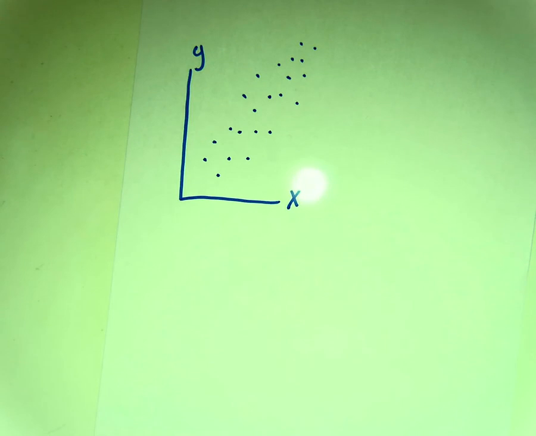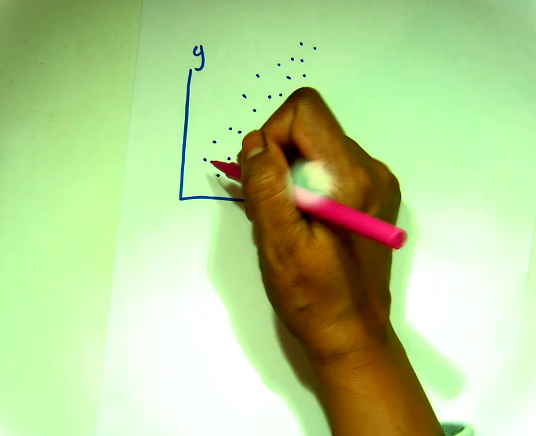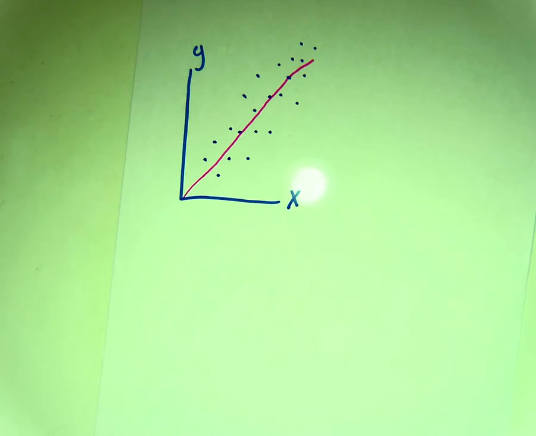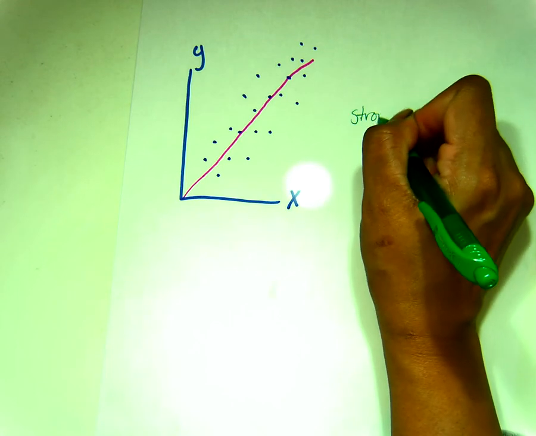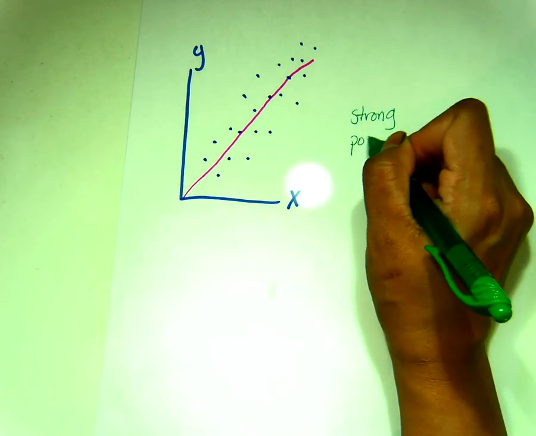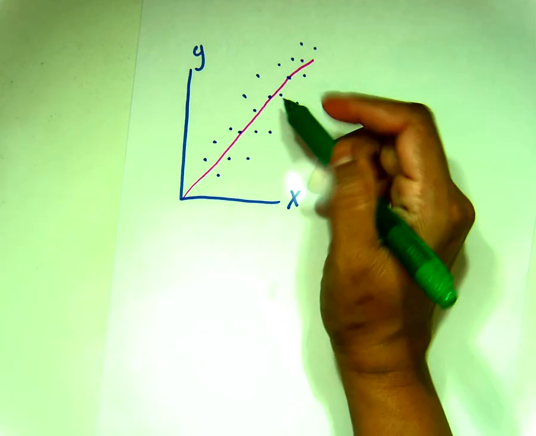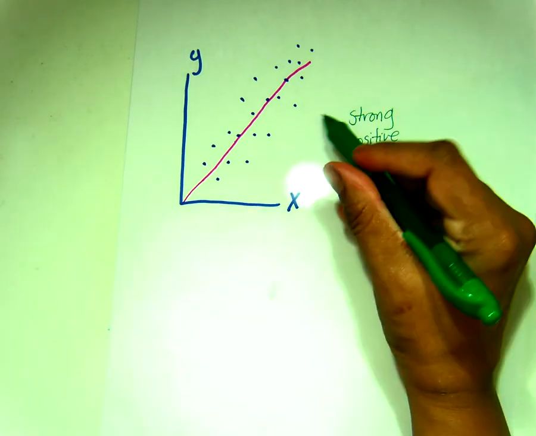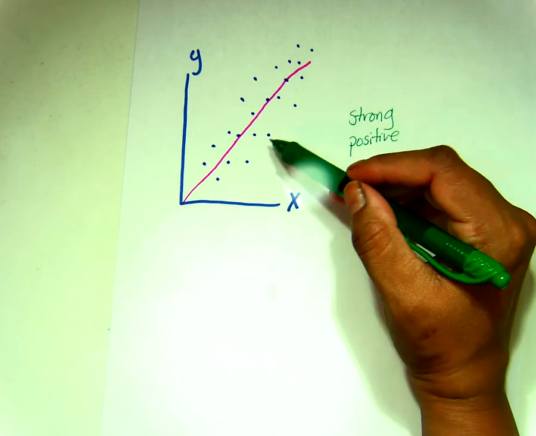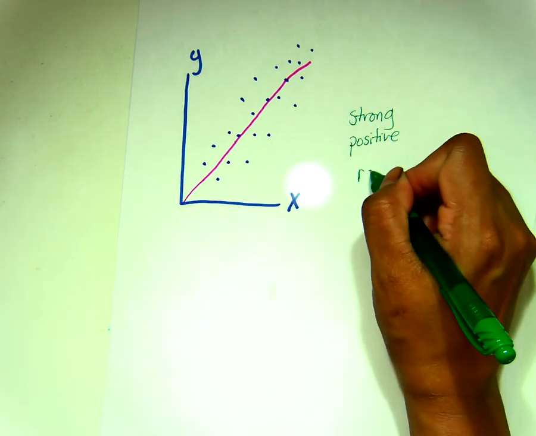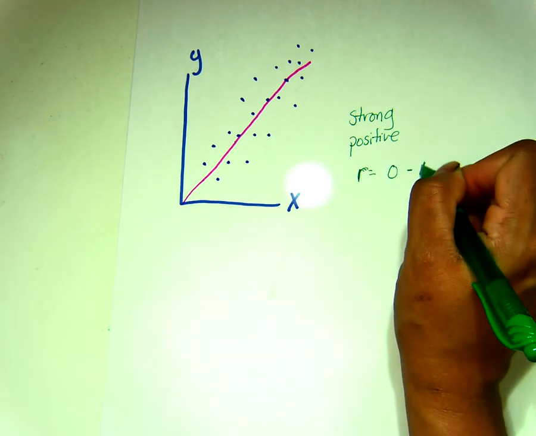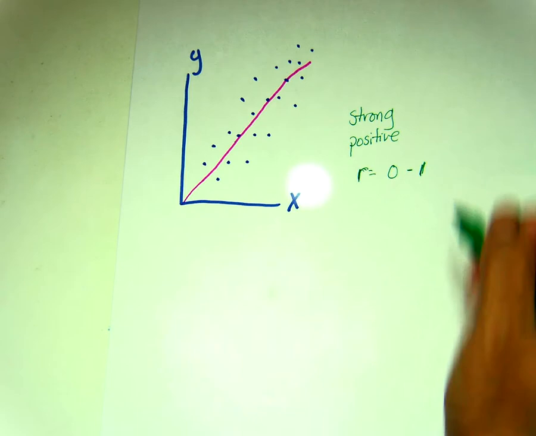If I was to draw a straight line between these, some of the dots are on there, some of the dots are not. This would be considered a strong positive relationship. The reason why it's strong is because you have quite a few dots that are actually touching or near the line. The reason why it's positive is because it's going upward. So that means that your R is going to be somewhere between 0 and positive 1. The closer to 1 it is, the stronger it is.